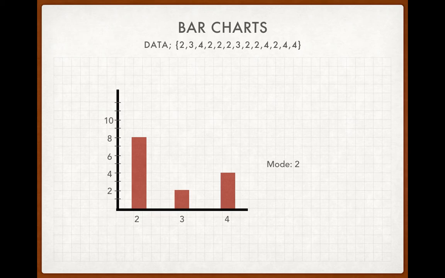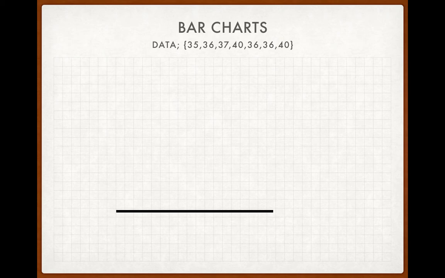Okay, second example. So what numbers do I have? I've got 35, 36, 37, and 40. I need a vertical line, and you need increments or ticks, and those increments, those ticks on that vertical line, need to be equally spaced. So in this case, I'm saying every 2 boxes up is an increase of 1.